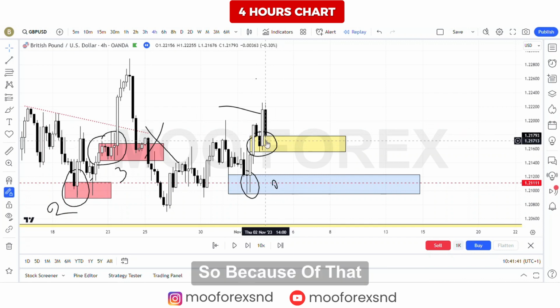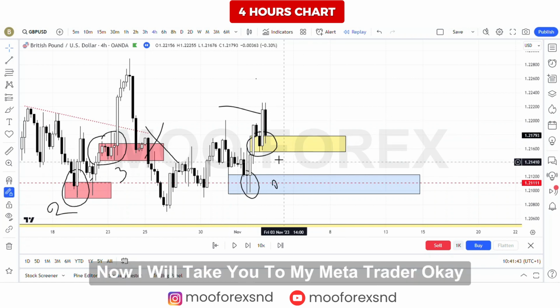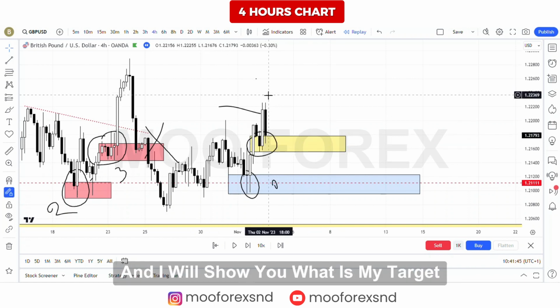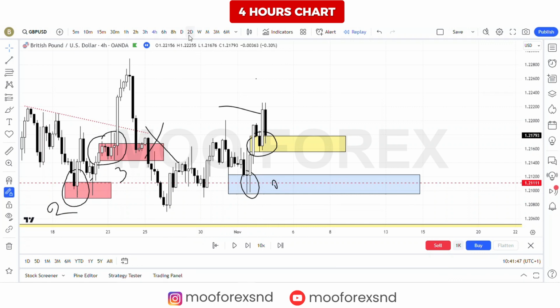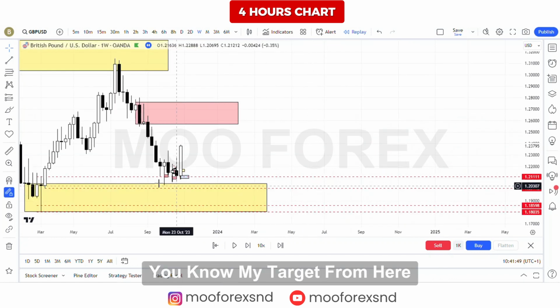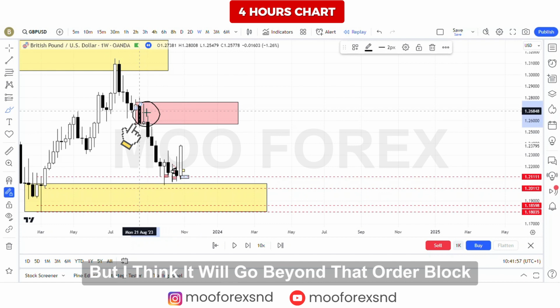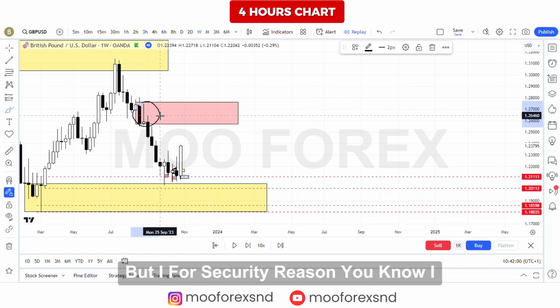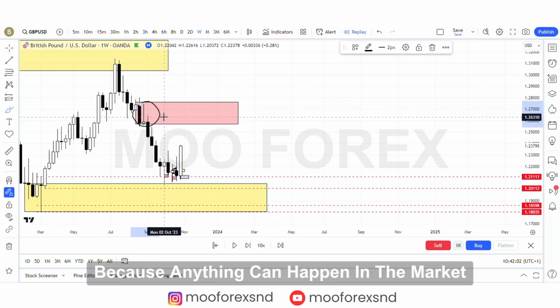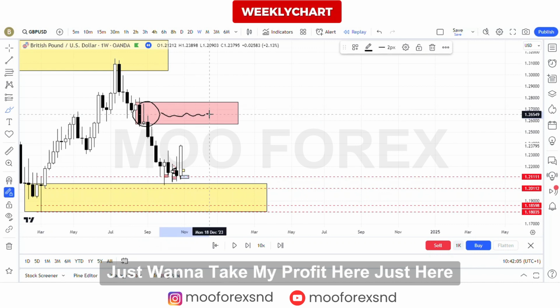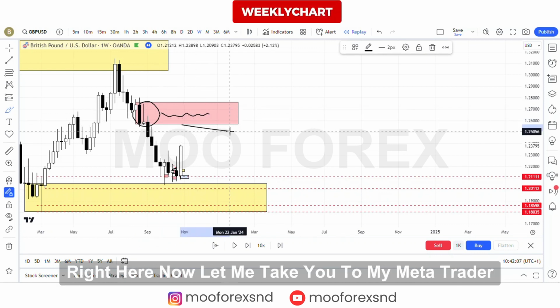So because of that, I placed the order. Now I will take you to my MetaTrader, and I will show you what my target is. My target from here will be the next order block here, but I think it will go beyond that order block. But for security reasons, because anything can happen in the market, I just want to take profit right here.